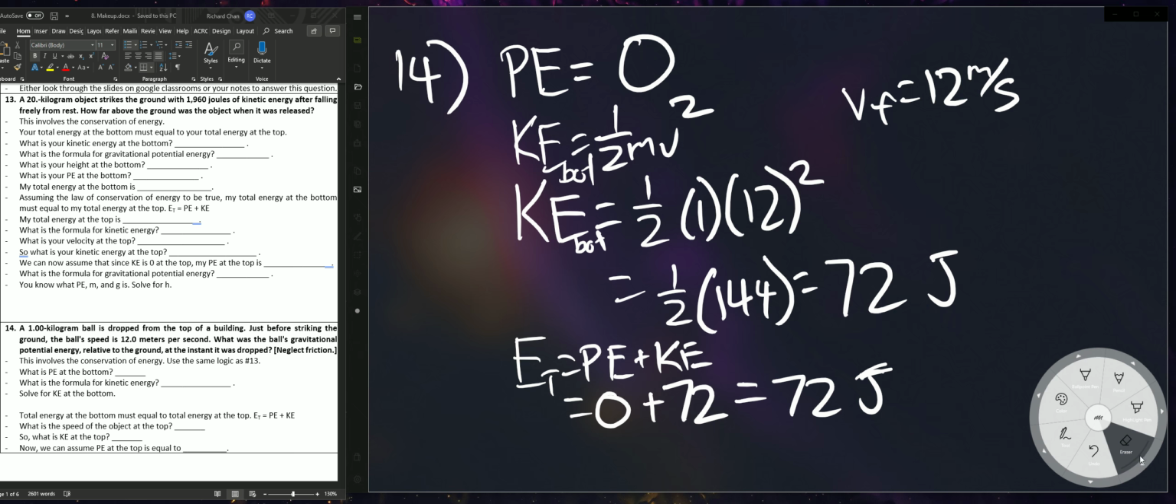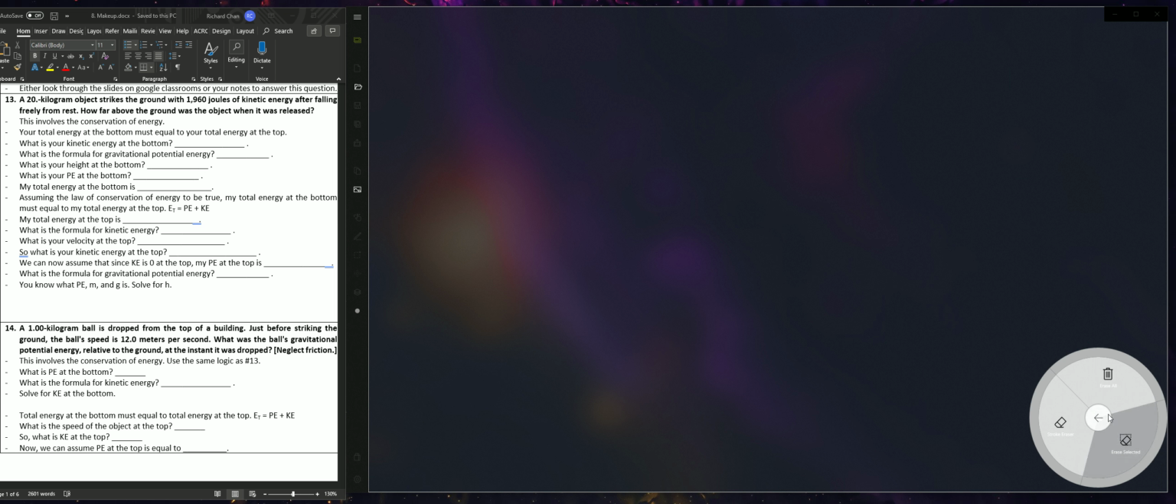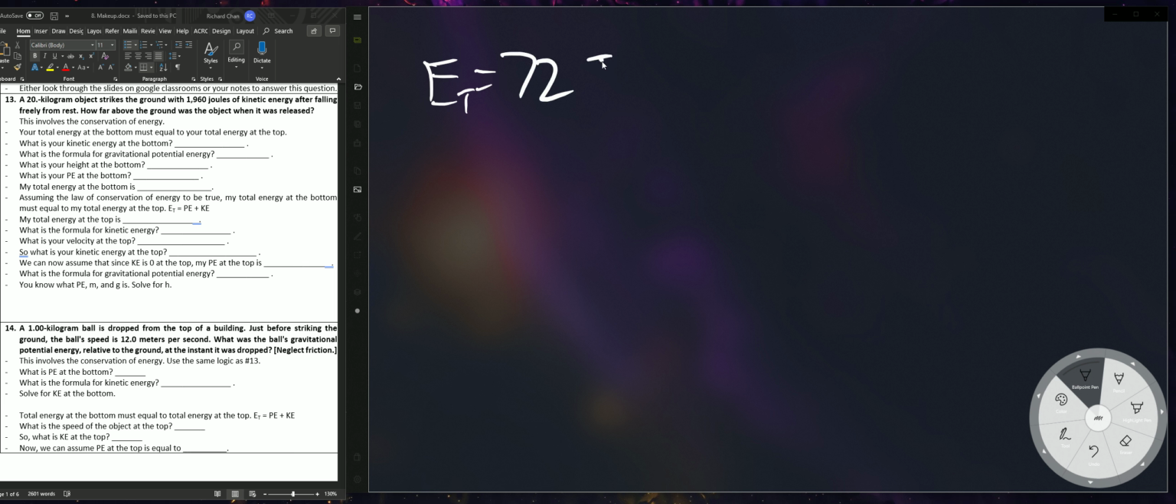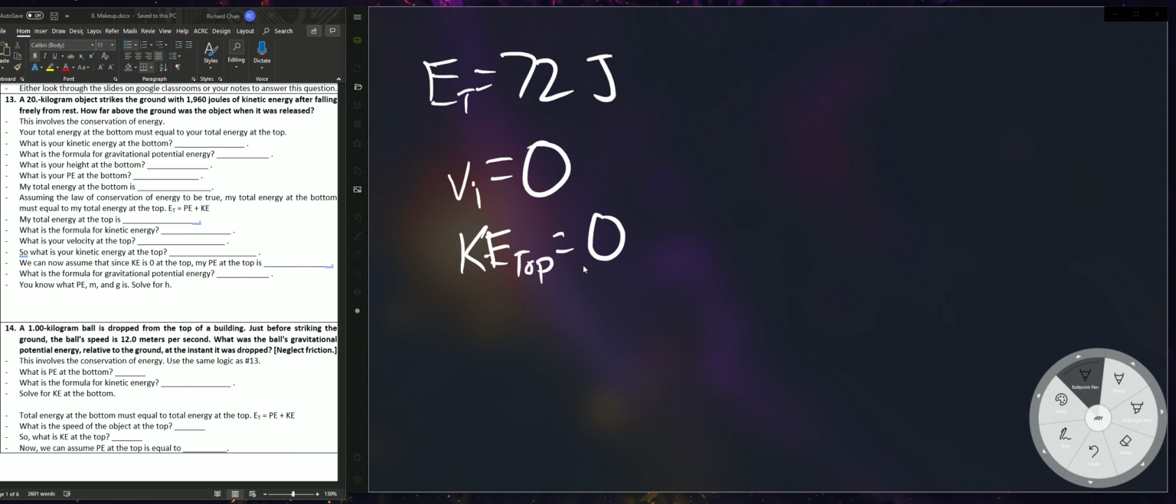Now that we have this, we're actually going to raise this. The only thing we're going to carry over is that your total energy is 72 joules. So what is your speed at the top? Well, speed at the top is 0, right? Because you initially dropped it. So what's your kinetic energy at the top? Your kinetic energy at the top is 0 as well.